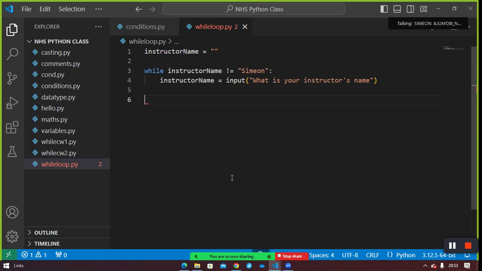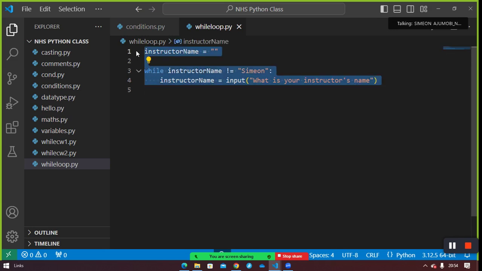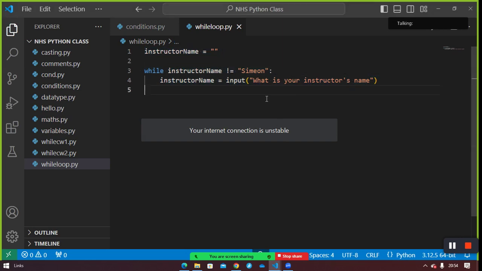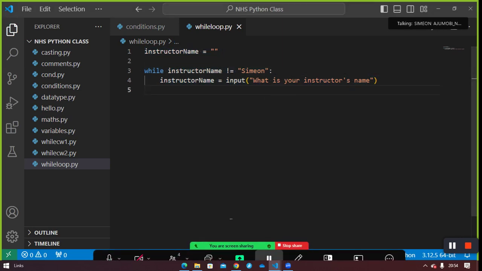Now let me explain what I did up here. I created a variable which happens to be empty. And I came back to give it a condition by saying while this variable name, which I created, is not equal to Simeon, keep asking this question. This is the meaning. Let me write it again. I hope we are still together.